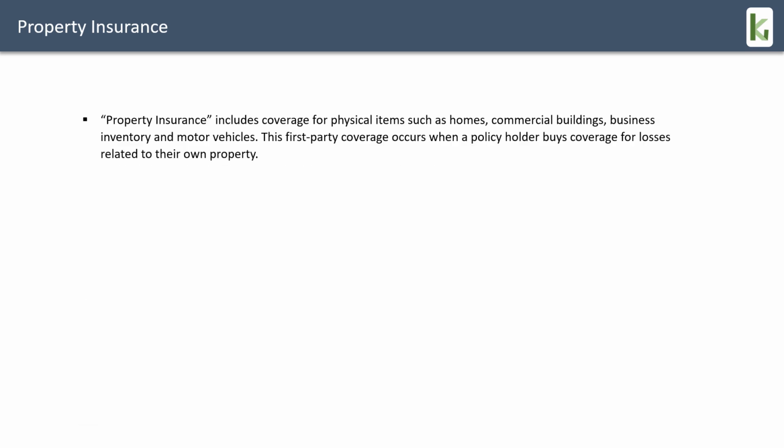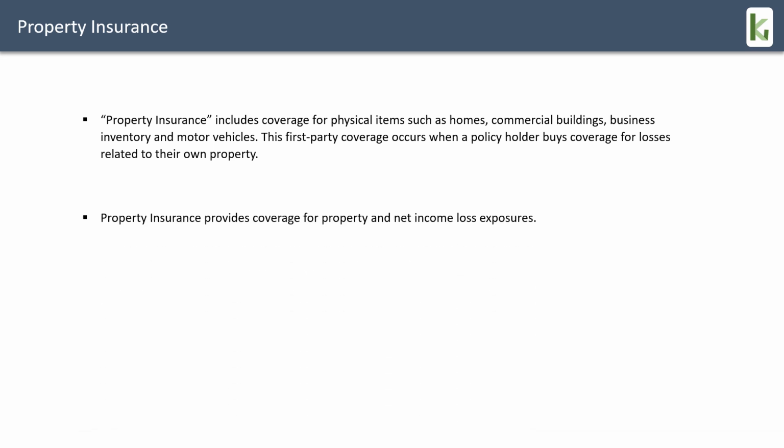So what is property insurance? As the name suggests, it is the insurance that is provided to cover the property, but property that you own. It is not like you can insure a neighbor's property, right? So property insurance includes coverage for physical items such as homes, commercial buildings, business inventory and motor vehicles. This first party coverage occurs when a policyholder buys coverage for losses related to their own property.